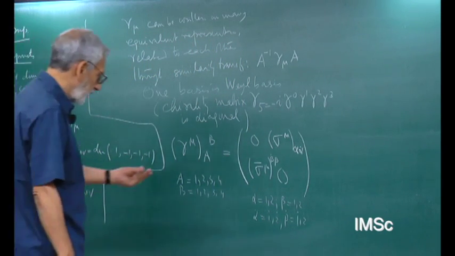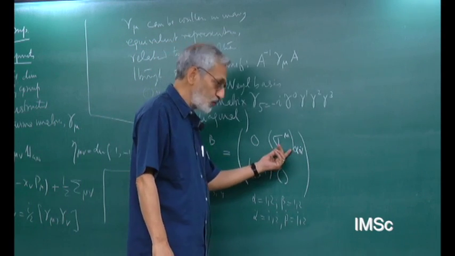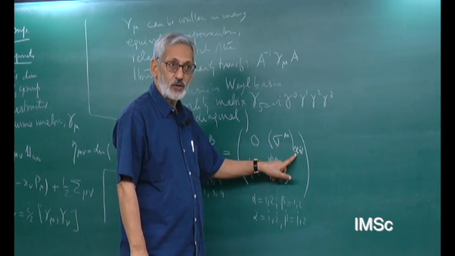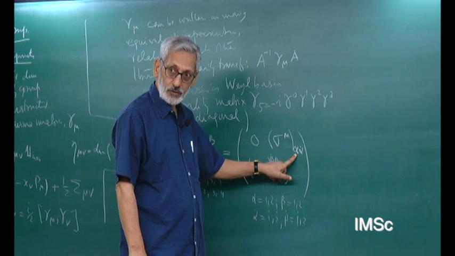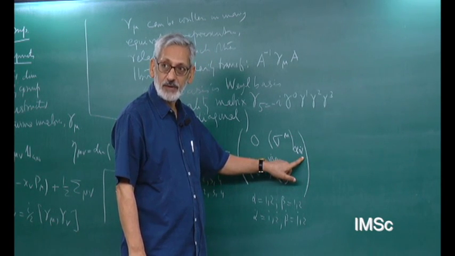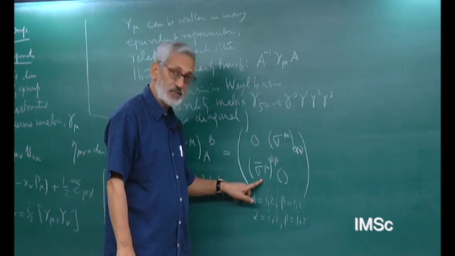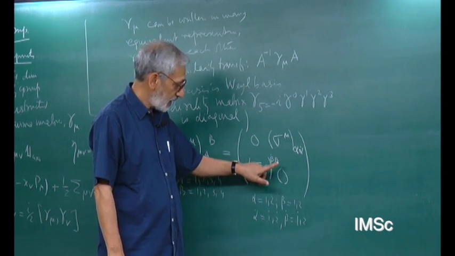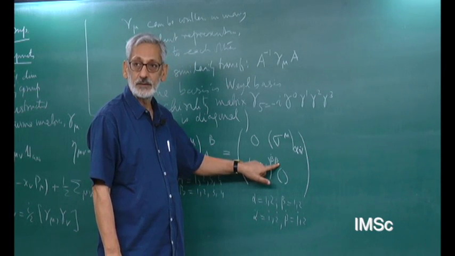There is a special way of labeling these 2 by 2 components. First one we call undotted index down alpha. Second one dotted alpha dot. Same way for sigma bar. First one beta dot up and beta.